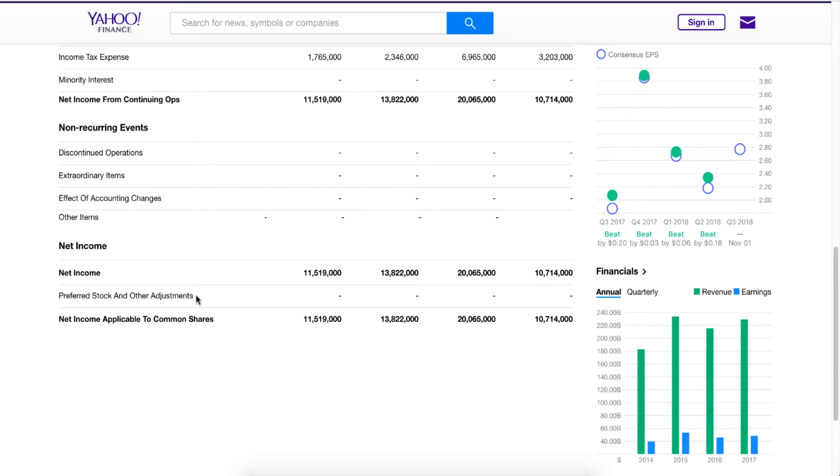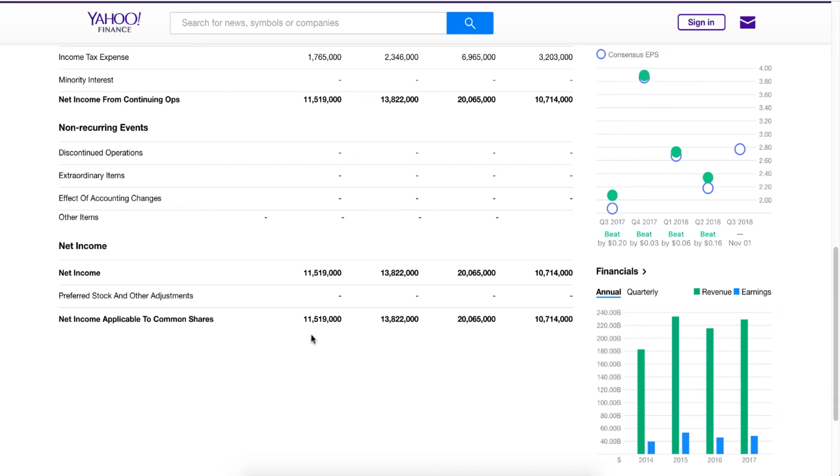We're probably going to talk about it separately. But the idea here is that this kind of expense for a company, the preferred stock expense, is actually deducted from the net income of the company. It's considered an expense, while dividends are not. And so that's why you see here the preferred stock and other adjustments. In case the company has actually paid preferred stock, this would have been reflected here.